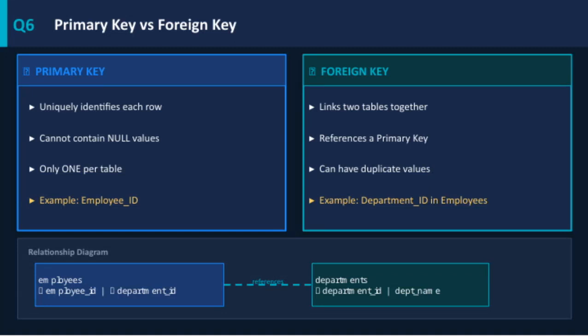This is where it all starts to come together. Let's take a closer look at how departments and employees connect in a database. Each department has a unique identifier, called a primary key. Employees have their own unique ID, but they also include a foreign key. That's the department ID they belong to. This foreign key links employees back to their department. It can appear multiple times because many employees can be in the same department. The primary key, on the other hand, is unique and can't be null. It's what makes each record stand out.